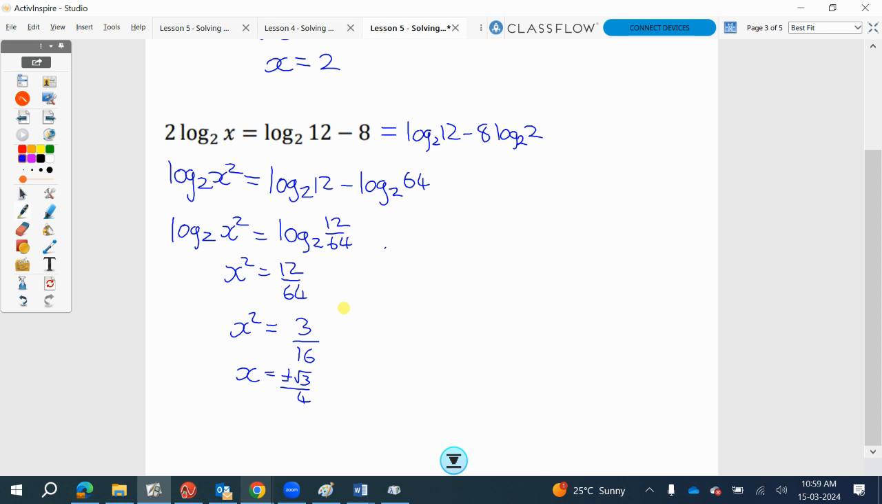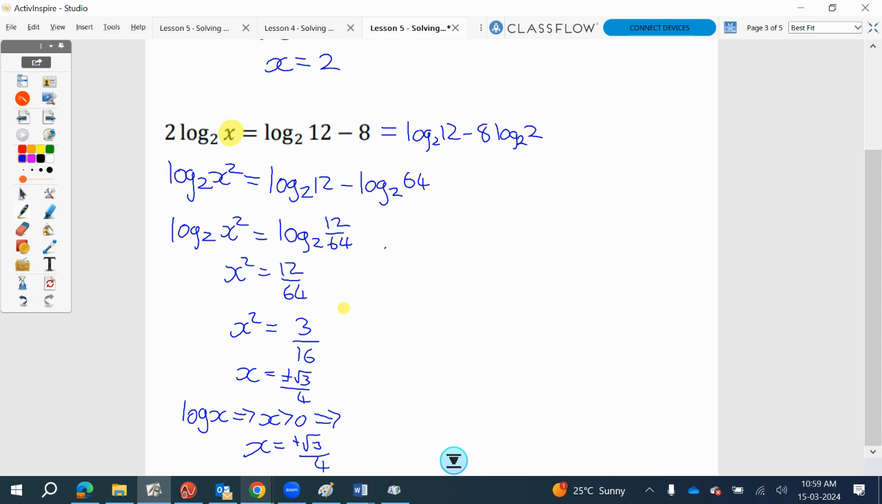Now, check for extraneous solutions. Here, check for extraneous solutions. That x can't be negative. So we would need to say that log x implies x is greater than 0, which implies x equals plus root 3 over 4.